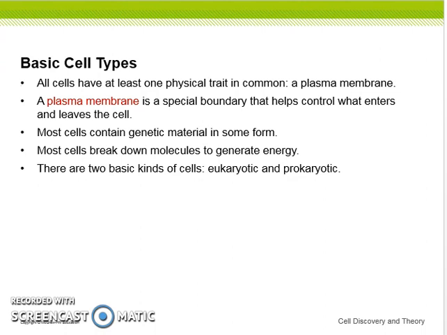So there's some basic cell types. Once you write this down, please put the textbook page number. You'll be copying everything from here. All cells have at least one physical trait in common, a plasma membrane. It's a special boundary that helps control what enters and leaves the cell.